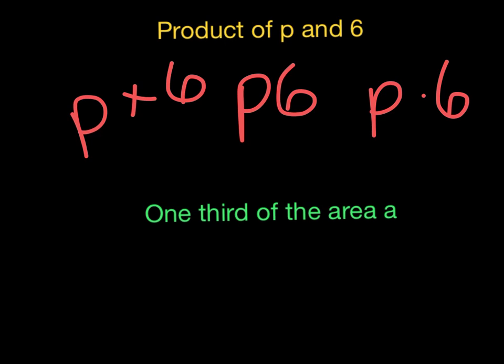The other one is 1/3 of the area A. So we have 1/3, which is a fraction, of the area, which is multiplication, of A. And so our variable is A. If you got that one right, good job.